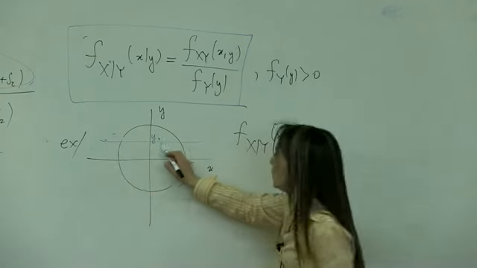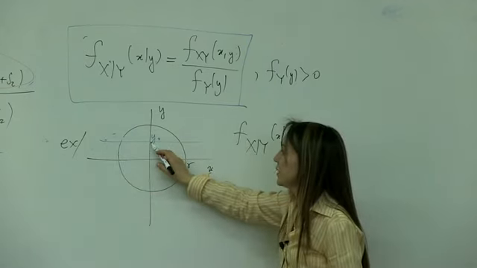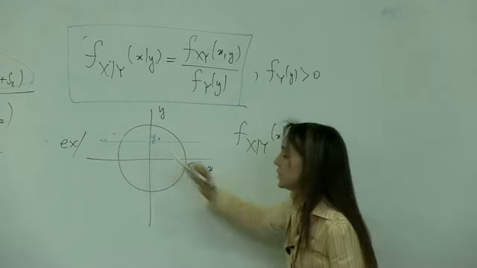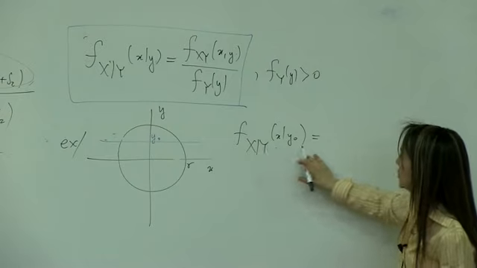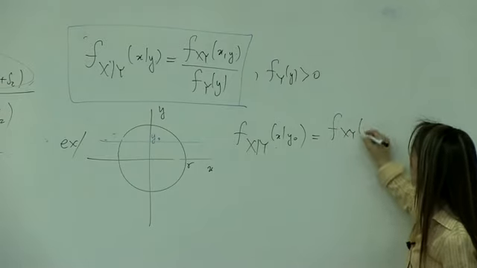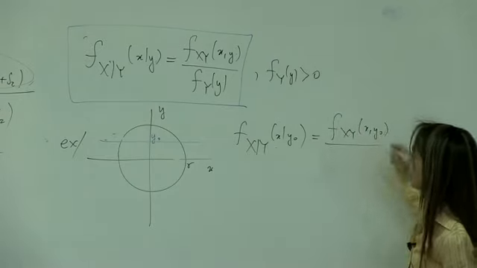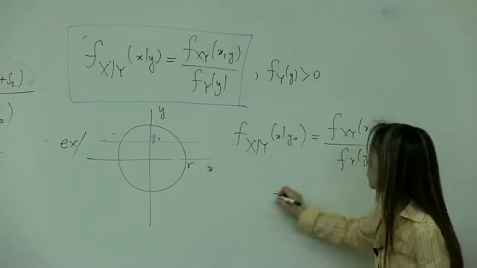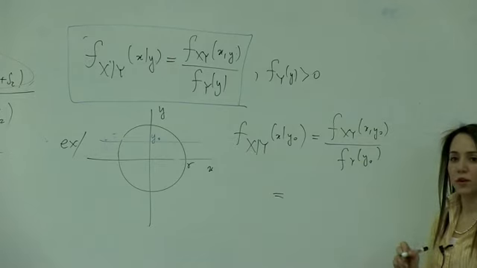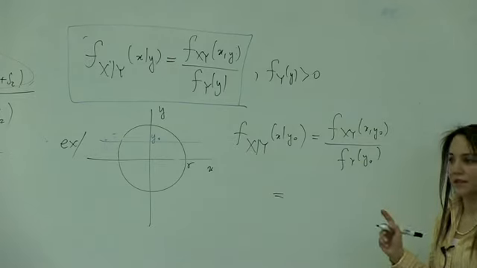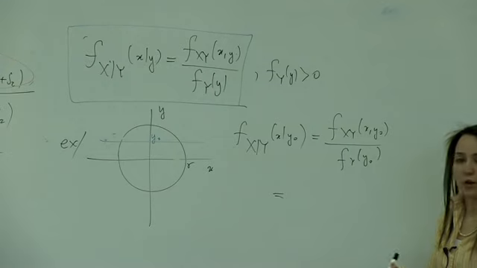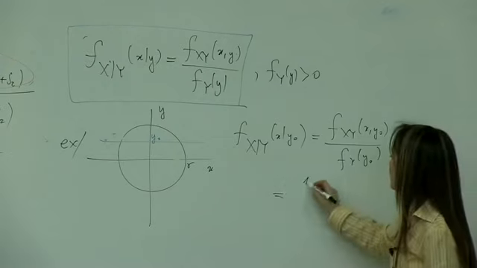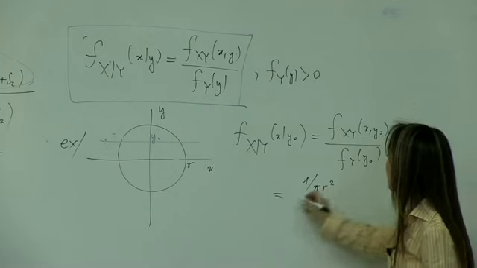So we took a point where the density of y is not 0. Obviously, here it won't be 0. So we divide the joint by the marginal. Do we remember the joint? The joint density was just a constant, which was the area, 1 over the area of the circle. So 1 over pi r squared.